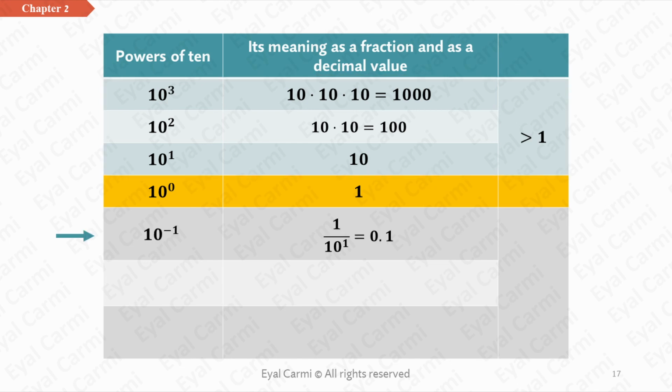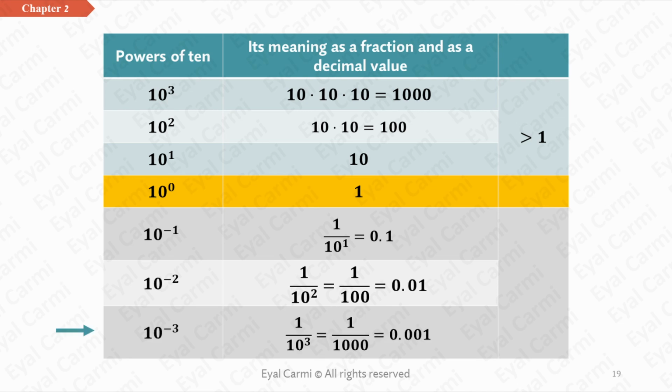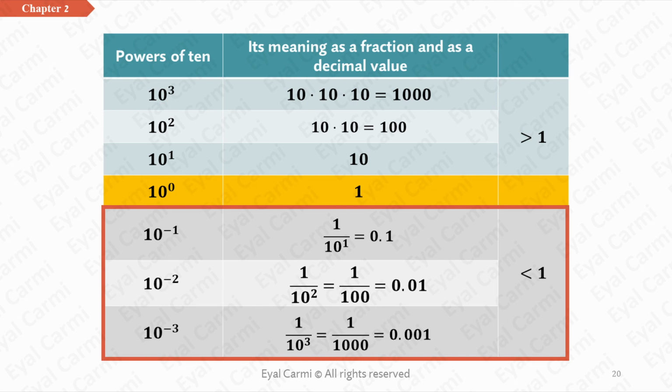10 to the power of minus 1 means 1 divided by 10 to the power of 1, which is 0.1 in decimal notation. 10 to the power of minus 2 means 1 divided by 10 to the power of 2, which is 0.01 in decimal notation. 10 to the power of minus 3 means 1 divided by 10 to the power of 3, which is 0.001 in decimal notation. As you can see, 10 with a negative power is smaller than 1.